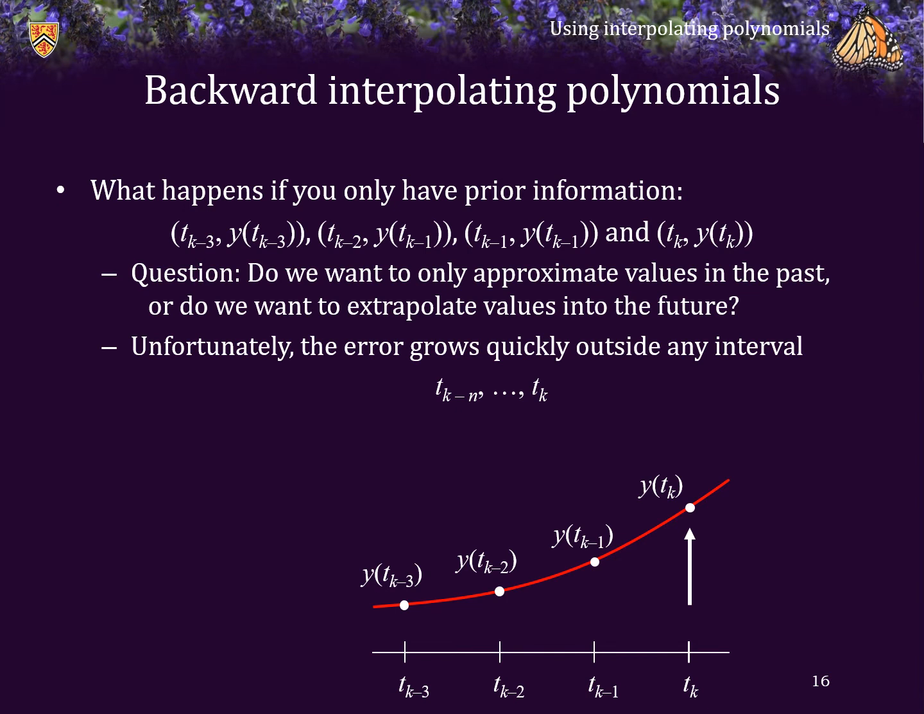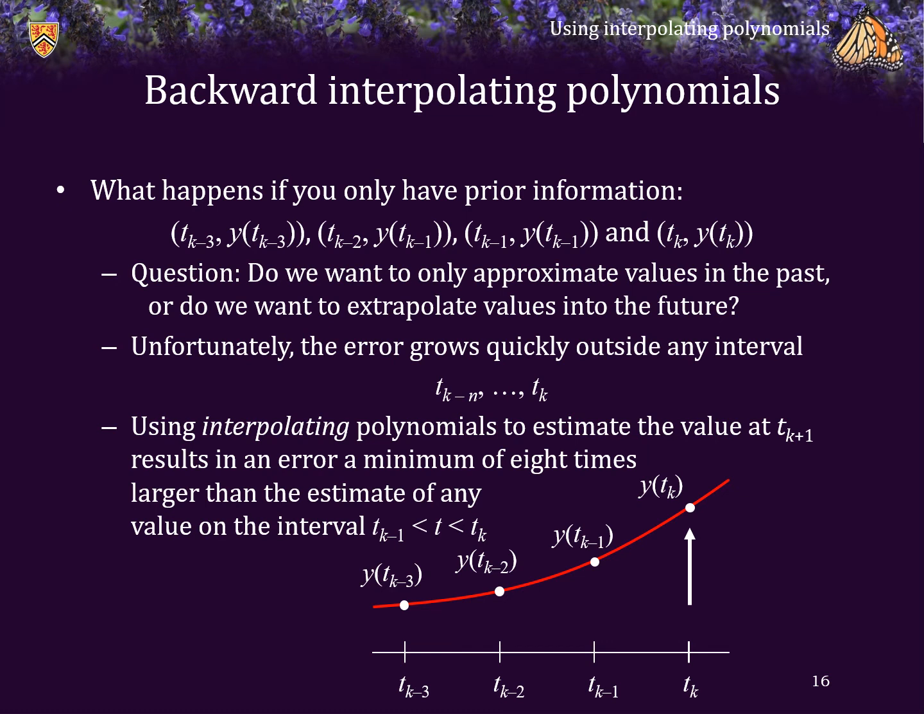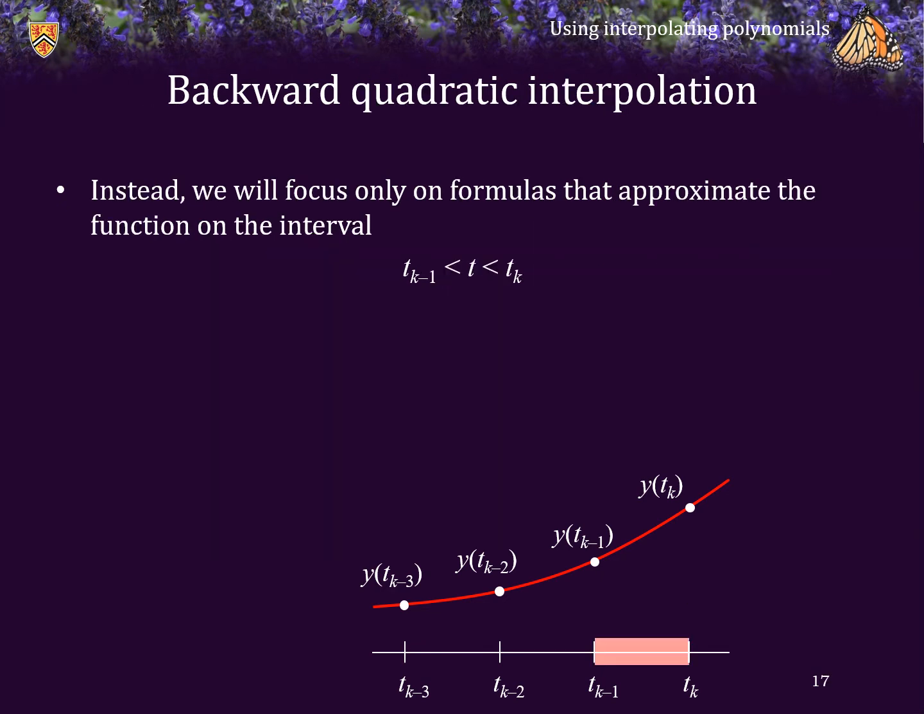Unfortunately, if you are finding an interpolating polynomial of degree n between these n plus 1 points, the error is okay inside that interval, but the error grows very rapidly. In fact, if you were to use an interpolating polynomial, even a linear interpolating polynomial, to estimate the value at the next time step, so just one time step into the future, that's actually going to have an error that is a minimum of 8 times larger than any estimate on that last interval you're looking at. And it grows much more so than just 8 times if you're using a cubic or even higher degree polynomial. Consequently, we will use interpolating polynomials to only estimate values in the previous time step.